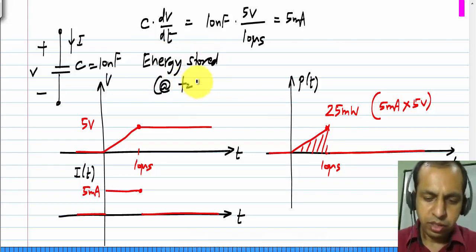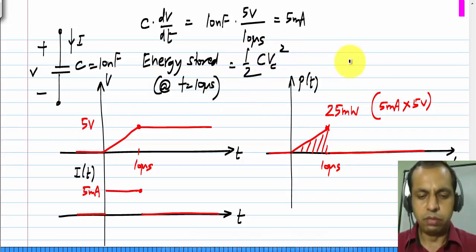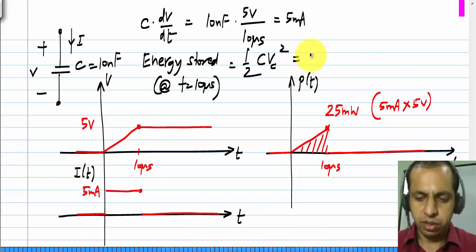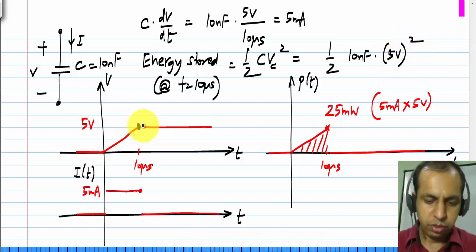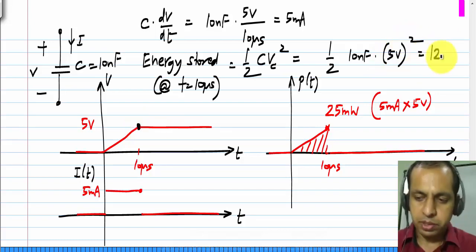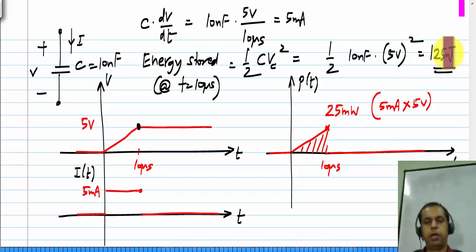So the energy absorbed up to this point, t equals 10 microseconds, or equivalently the energy stored at t equals 10 microseconds, is half C Vc squared, where I have to take the value of the capacitor voltage at 10 microseconds: half times 10 nanofarad times 5 volts squared. Basically we are looking at this point here, which is 125 nanojoules. Of course, if you take the trouble to integrate this curve, you will find exactly the same value.